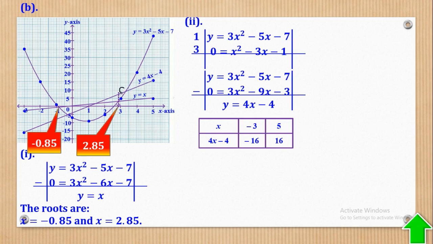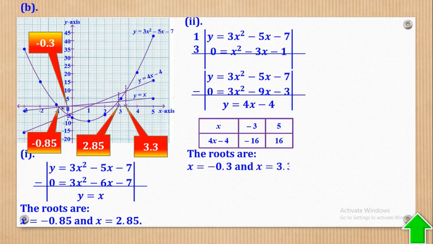Now these 2 points of intersection are the points which give you the roots. Therefore I'll have to read off those 2 values. So that one is negative 0.3 and that one is positive 3.3. Therefore I'll come and say that the roots are negative 0.3 and positive 3.3. So now we shall go to the next part.